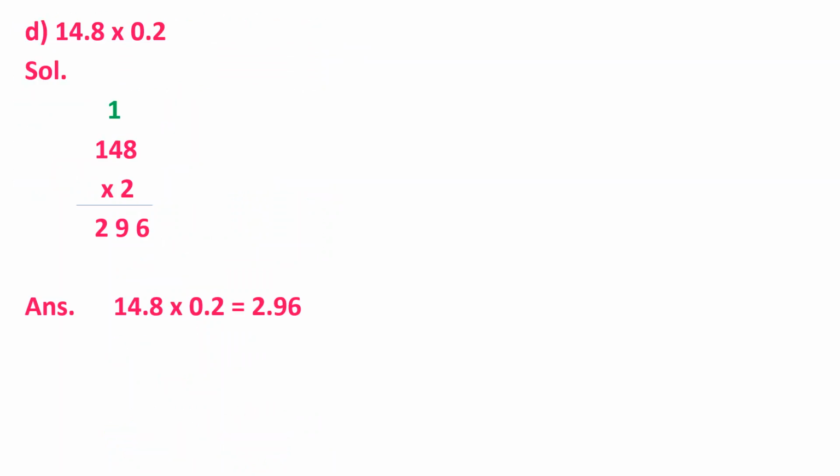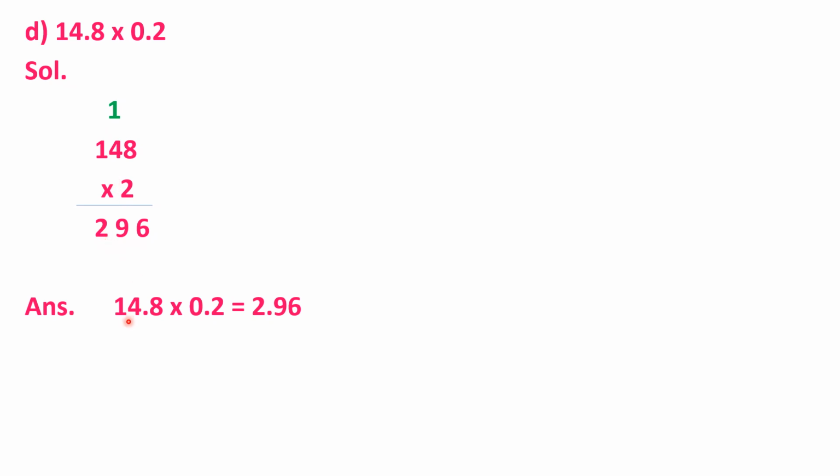Next question is 14.8 into 0.2. You can see here this is the second method, how to multiply two decimal numbers. In this method we have to remove the decimal from the numbers and we multiply both the numbers as we multiply the whole numbers, that is 14.8 into 0.2. When we remove the decimal from 14.8 we are getting 148 here, and when we remove the decimal from 0.2 we get 2. So 148 multiplied by 2 we are getting 296. That is 2 8s are 16, 1 carry and 6 over here. 2 4s are 8 plus 1 is 9 and 2 1s are 2. So we are getting 296.